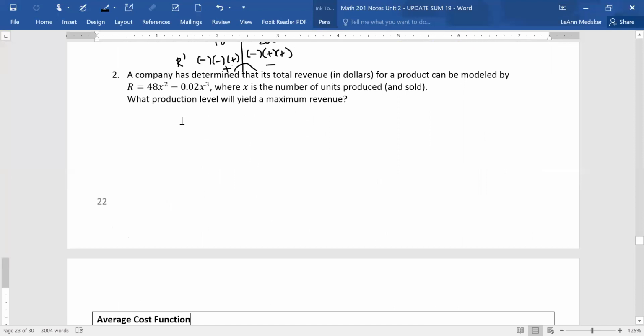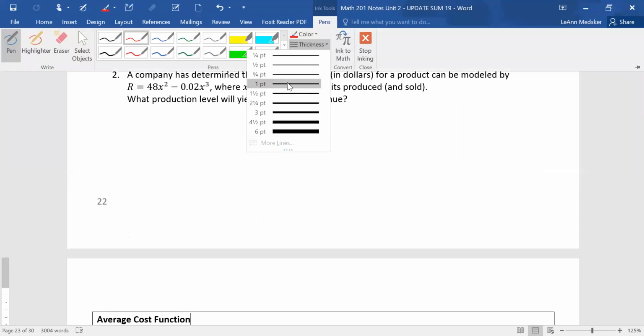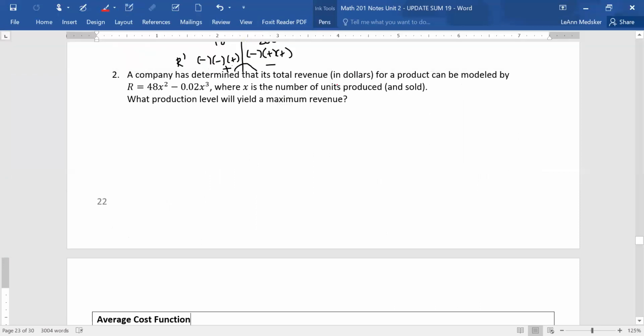the second one here. And it's worded just slightly different, but similar problem. So this one says, the company has determined that the total revenue in dollars for a product can be modeled by the function r equals 48x squared minus 0.02x to the third, where x is the number of units produced and sold. What production level will yield a maximum revenue? Production level means units. So how many units would that be?